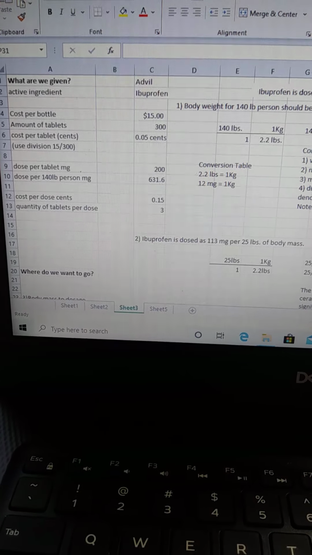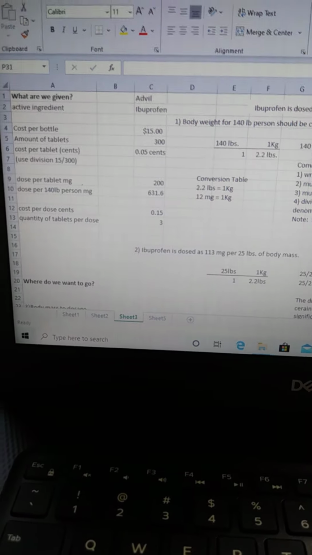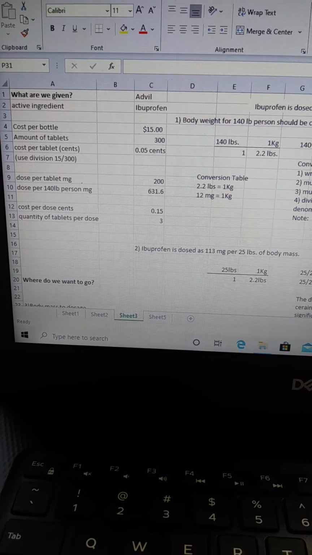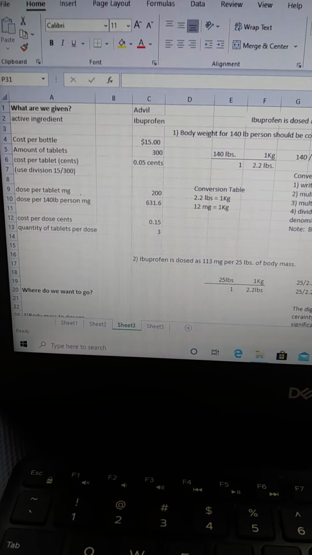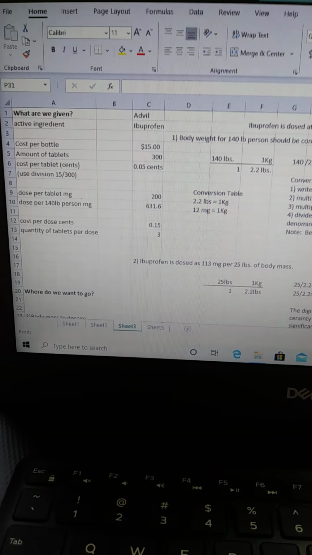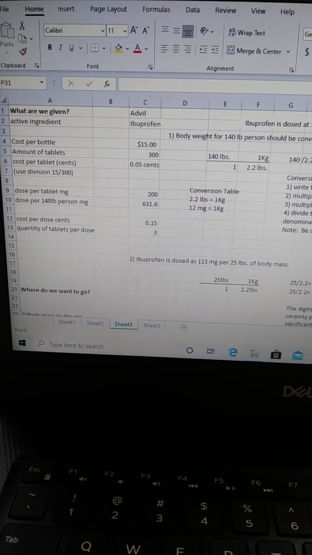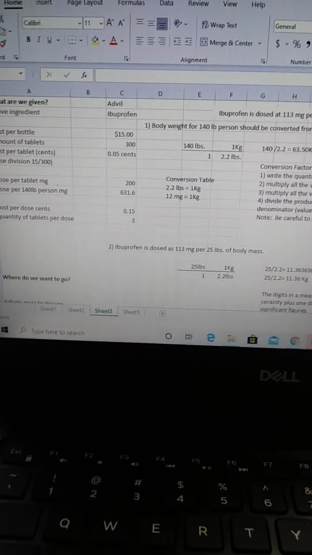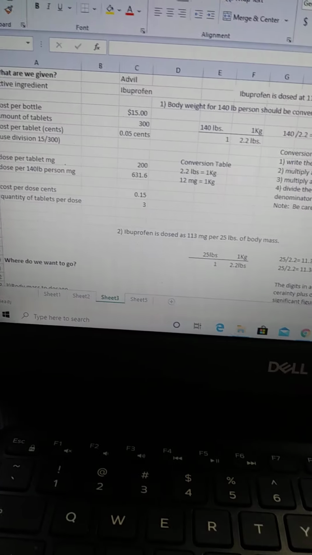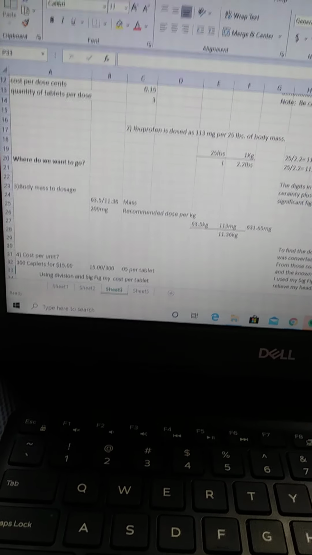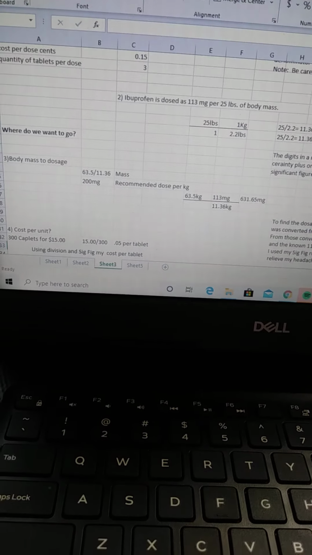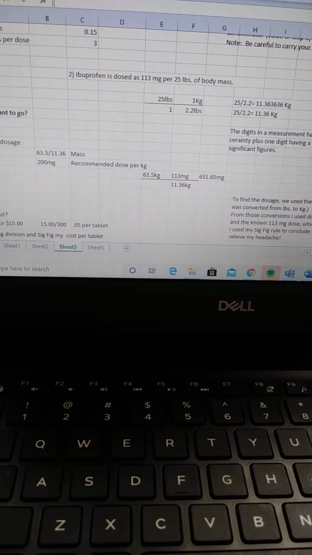My dose per tablet in milligrams is 200. My dose per 140-pound person is 631.6. My cost per dose in cents is 0.15. My quantity of tablets per dose is 3. So we still haven't quite answered all of it. Well, we answered it up there, but we're answering it down here. I have my weights converted, but I still have to figure out the dosage.